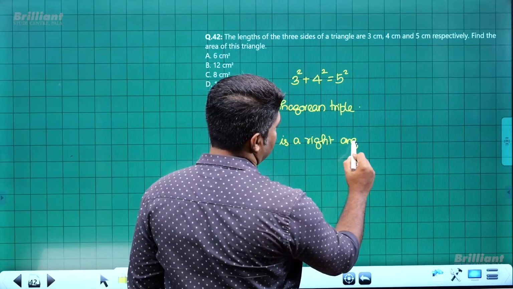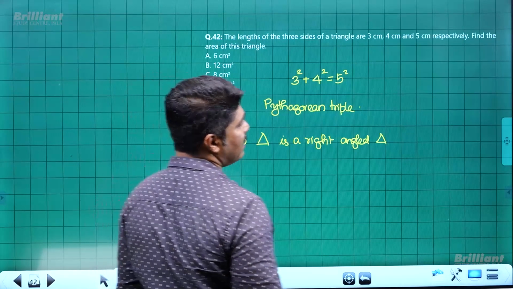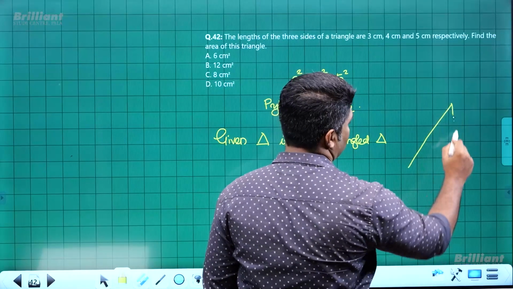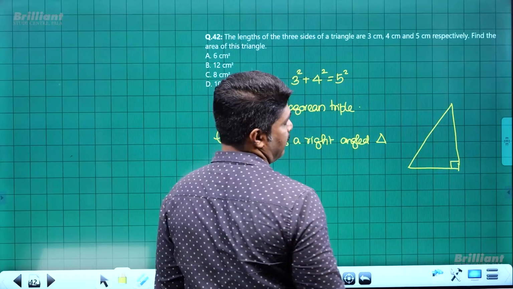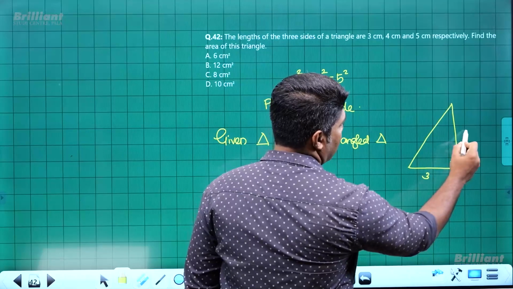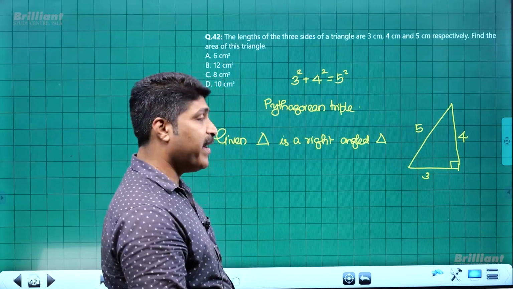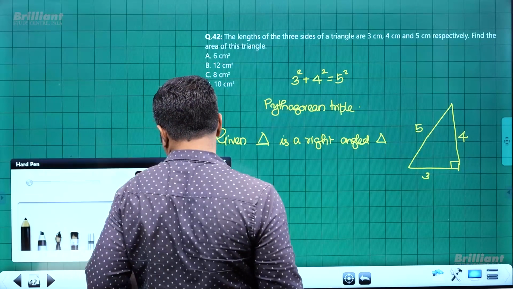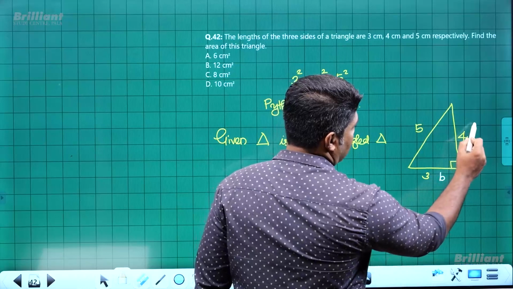Right-angled triangle. Got it? If the given triangle is a right-angled triangle, how to visualize it? You just visualize it like this. Suppose this is a right-angled triangle. So this is base, this is 3, 4. This hypotenuse is 5. So how to find the area of a triangle? If you are sure it's a right-angled triangle, this is base. This is height.